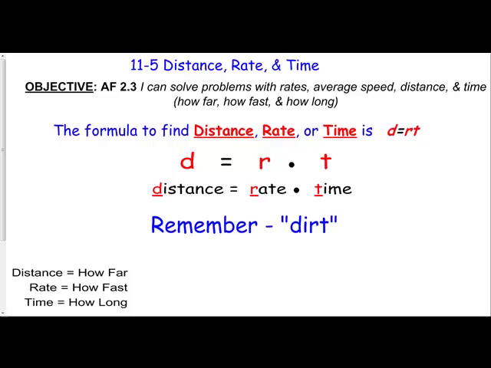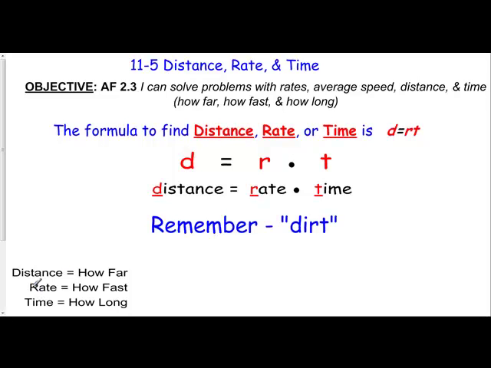In this lesson we are going to compare distance, rate, and time. Distance is how far, rate is how fast, and time is how long. This will help you in solving word problems.